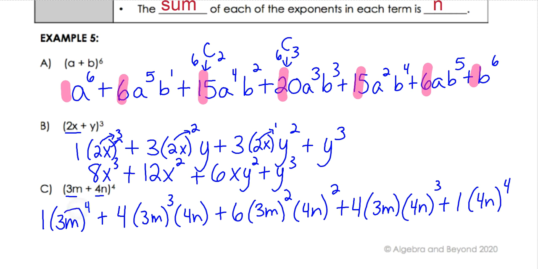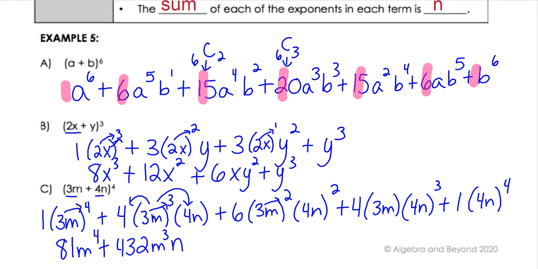So when I do 3 to the 4th power here, it's 81. So I have 81m to the 4th. 3 cubed is 27 times 4. And you have to remember that that's also being multiplied by this 4 and the 4 on that guy. So we're actually multiplying 4 times 27 times 4 again. That comes out to 432. We've got m to the 3rd power, n to the 1st.